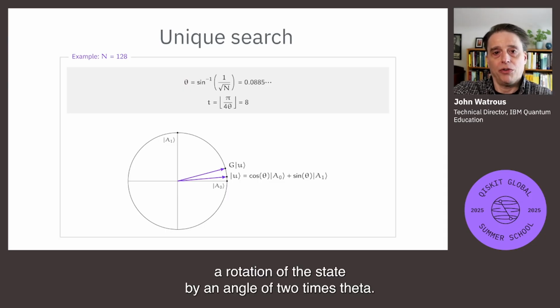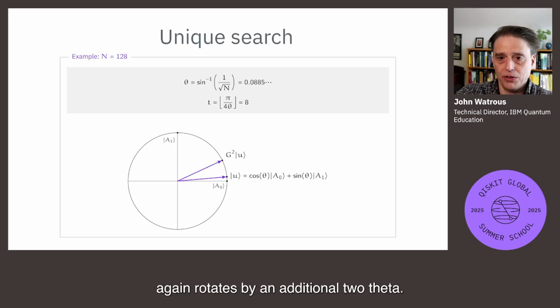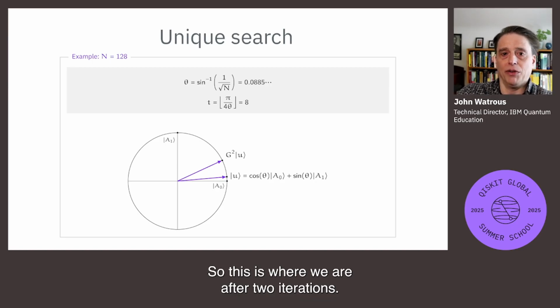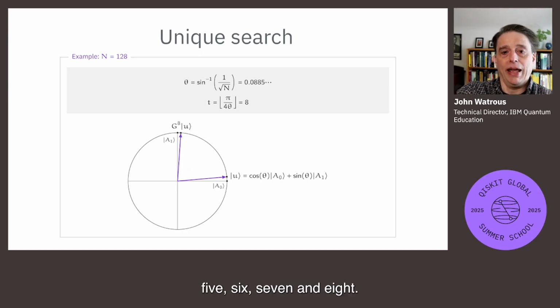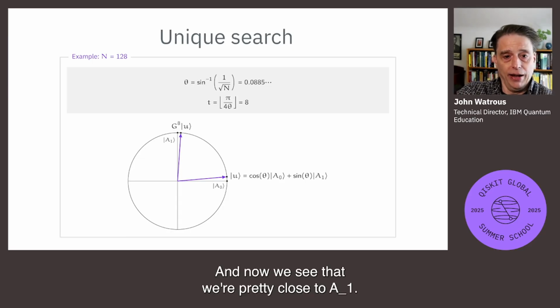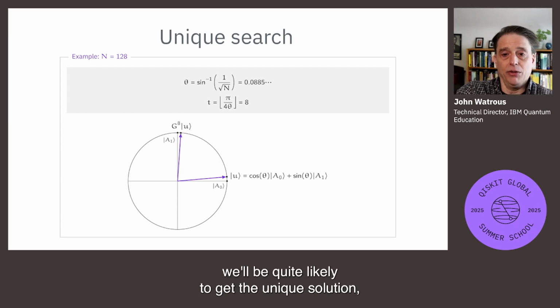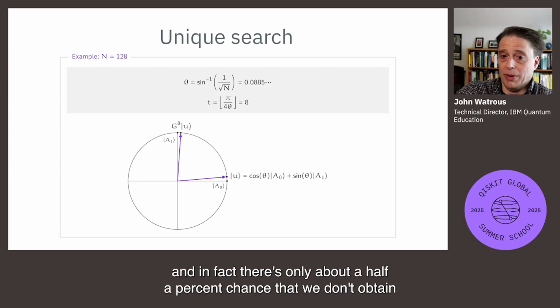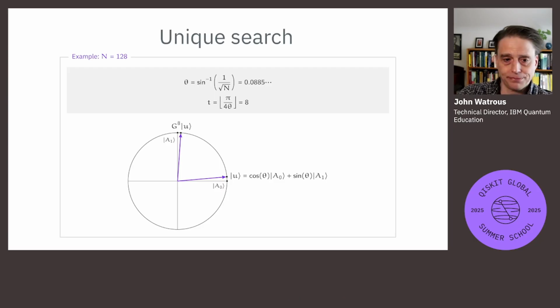Applying G once causes a rotation of the state by an angle of 2 times theta. Applying G again rotates by an additional 2 theta, so this is where we are after 2 iterations. Here's 3, 4, 5, 6, 7, and 8. And now we see that we're pretty close to ket A1. So if we stop at this point and measure, we'll be quite likely to get the unique solution. And in fact, there's only about a 0.5% chance that we don't obtain the unique solution for this particular example.